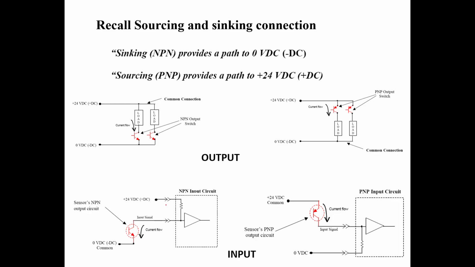Same goes for the input. This is a sinking type input. If this acts as a sensor, maybe a photodetector sensor or such, it is connected to the ground side if the sensor is NPN type. So 24 volt goes through this to the ground, the circuit is activated, and this input is sensed inside your control unit. If it is a PNP, then it will be connected to the 24 volt side. So this is sinking and this is sourcing.